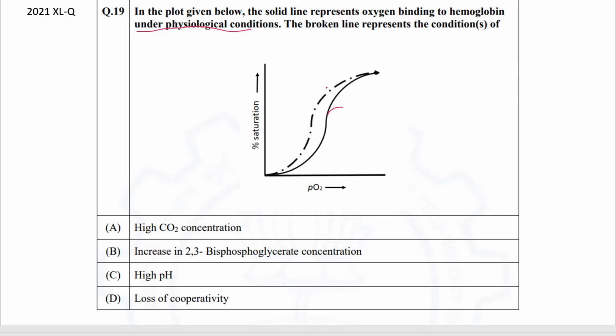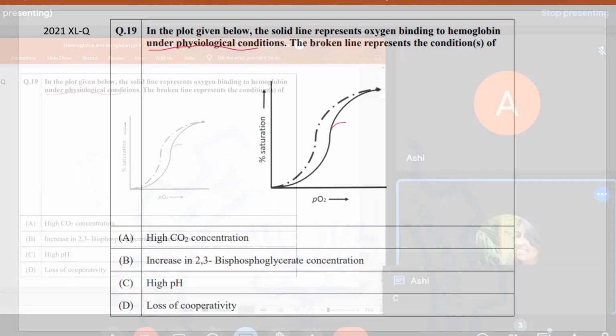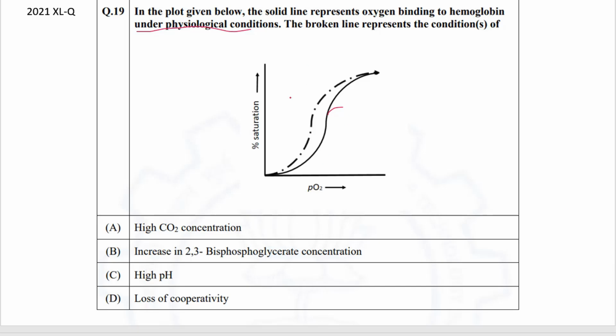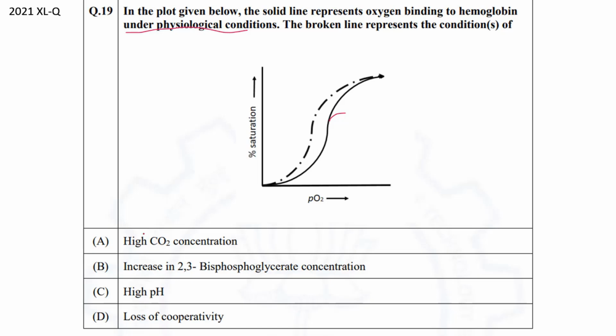So they are asking, here you can see there is a shift in the curve. Why is there a shift in the curve? What is the condition that leads to the shift in the curve? There are four options: high CO2 concentration, increase in 2,3 bisphosphoglycerate concentration, that is 2,3 BPG, high pH, or loss in cooperativity. We'll go through each of these one by one and see what happens in each case.